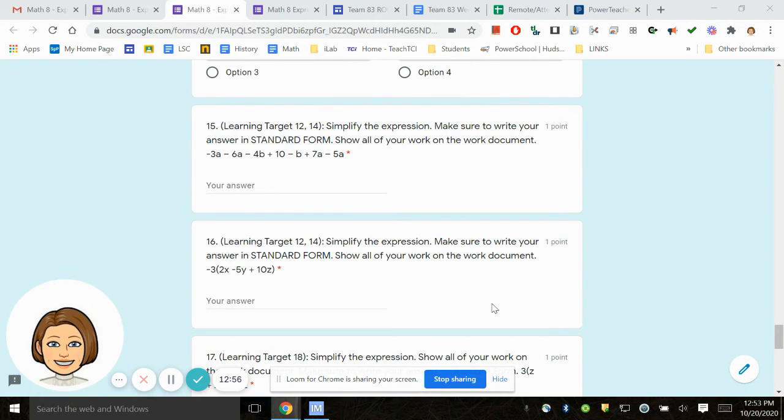Number 15, simplify the expression. Make sure to write your answer in standard form. Show all of your work on the work document. So be thinking, what are my like terms? You're going to want to combine like terms. And then when you get your answer, rewrite it to make sure it's in standard form. Alphabetical order first. Negative 3a minus 6a minus 4b plus 10 minus b plus 7a minus 5a.